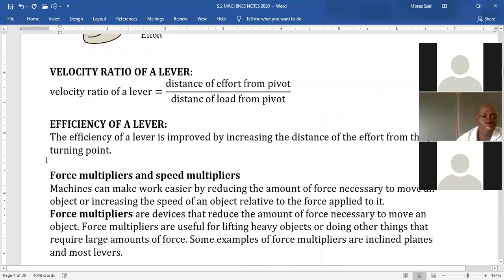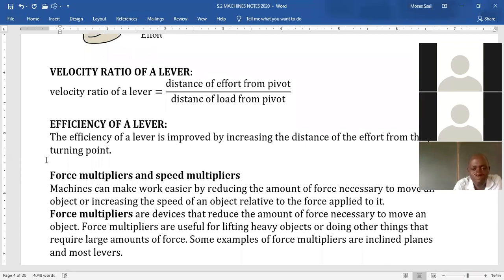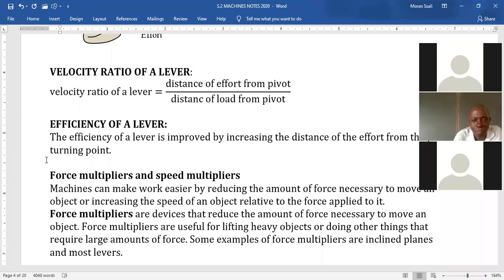How do we make the lever as efficient as possible? The efficiency of a lever is improved by increasing the distance of the effort from the pivot or turning point. Okay, now I'm going to talk about this efficiency practically. Are we together?